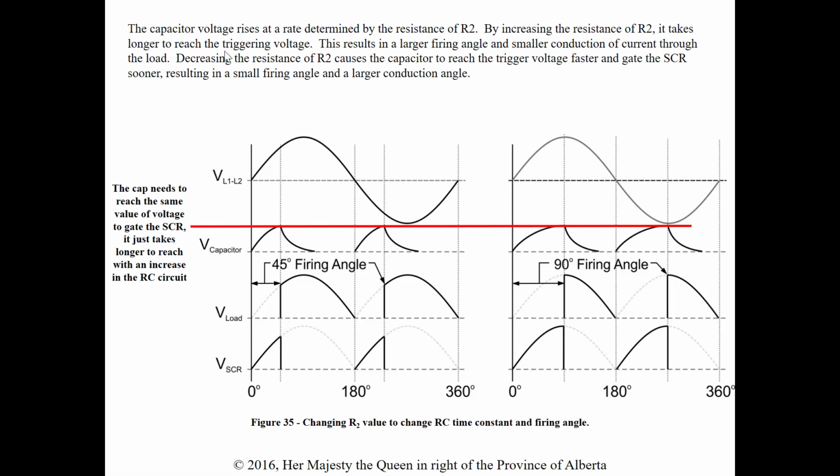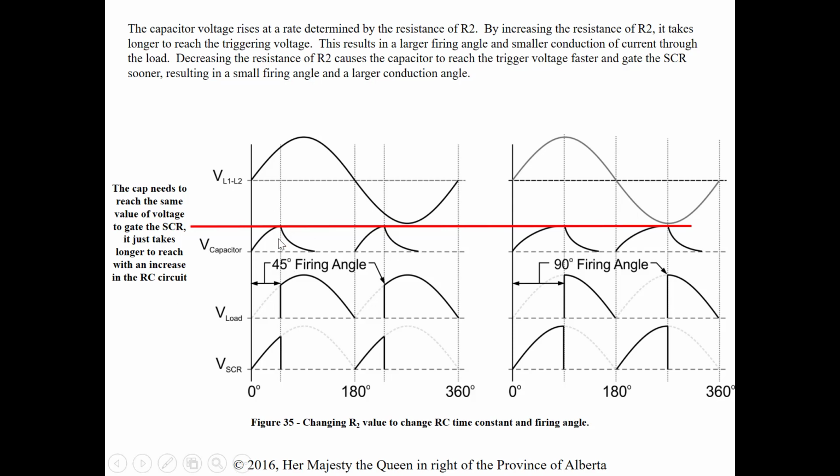By increasing the resistance of R2, it takes longer to reach the triggering voltage. This results in a larger firing angle and a smaller conduction angle of current through the load. Decreasing the resistance causes the capacitor to reach the trigger voltage faster and gate the SCR sooner, resulting in a smaller firing angle and a larger conduction angle.